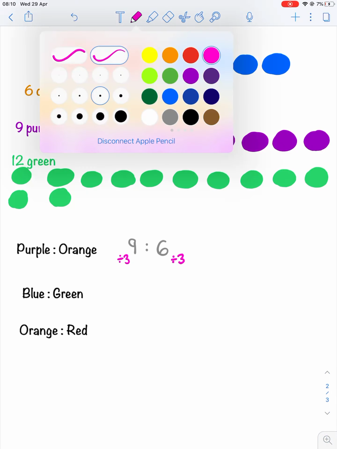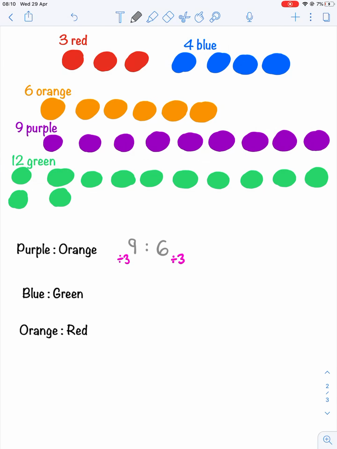Okay, so I can divide them both by 3. Anything that you can divide them both by. So how many 3's in 9? Well, that would be 3. And how many 3's in 6? That would be 2.